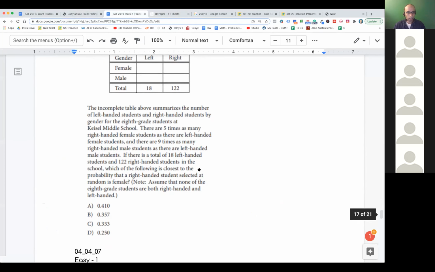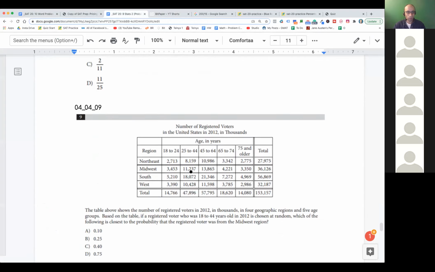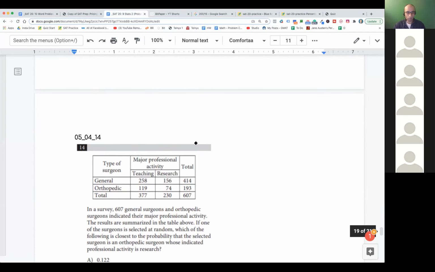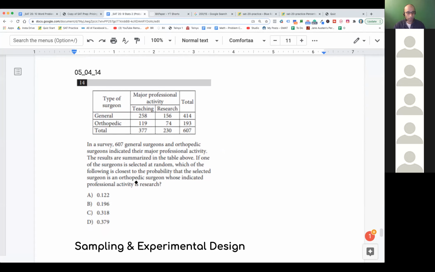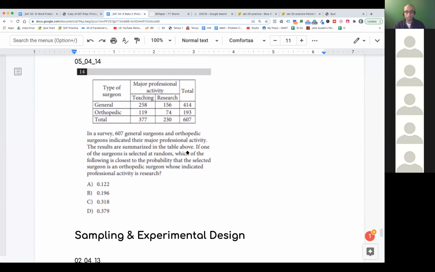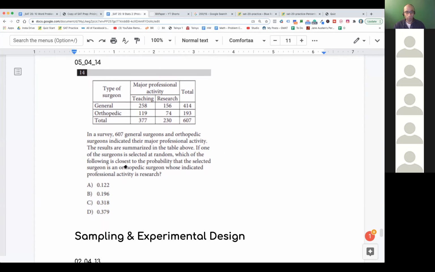This is good. All of these problems I think you can solve. Okay. This one again, the same type. Remember, whatever is asked. So can you please tell me here, what is the denominator here? One of the surgeons is selected at random. So the denominator is the most important one. Okay. So it's just, one of the surgeons is selected at random. Easy. 607. Thank you. Thanks, guys. So 607 is going to be your denominator. Okay. And then you can easily calculate whatever numerator you need.